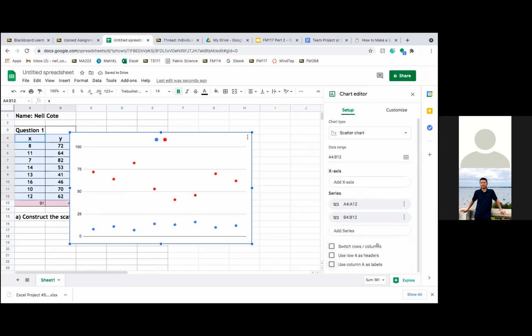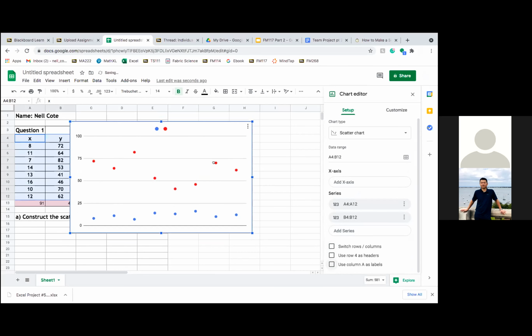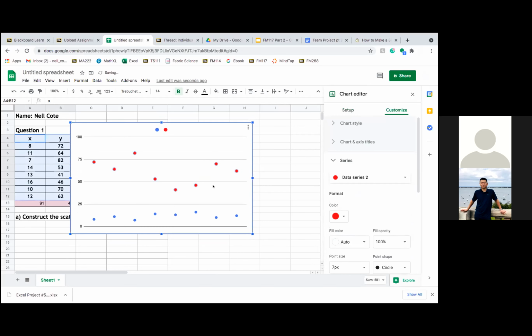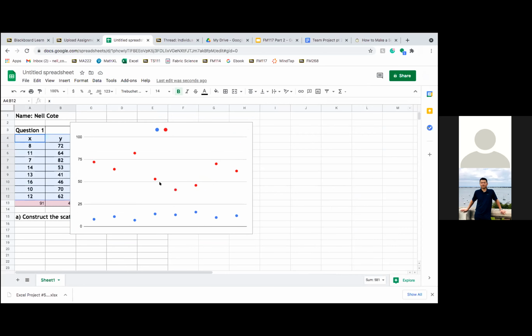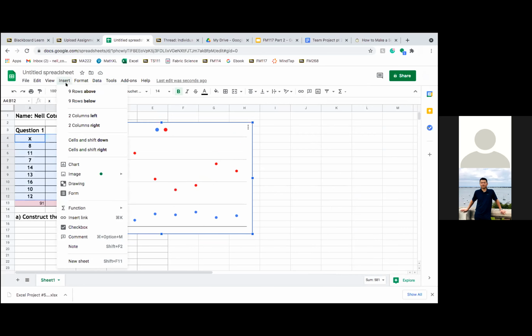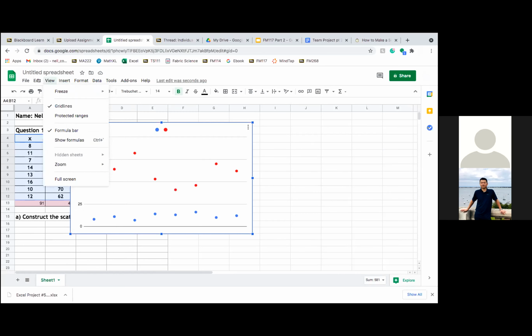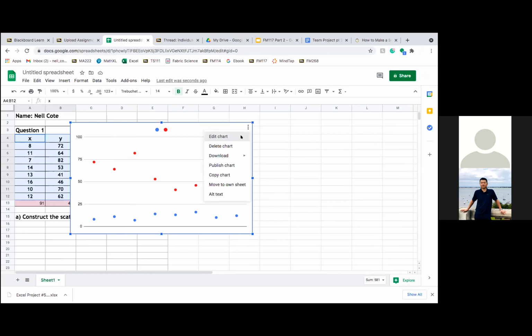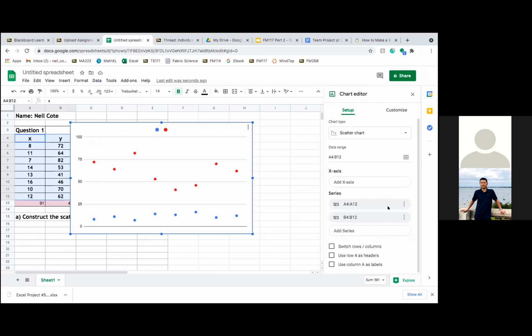Why doesn't it come out right? I have no idea, and it won't let me move them around. One more time. Go back a little bit. Scroll down a little bit. How do I, oh, edit chart. Good. Now series.